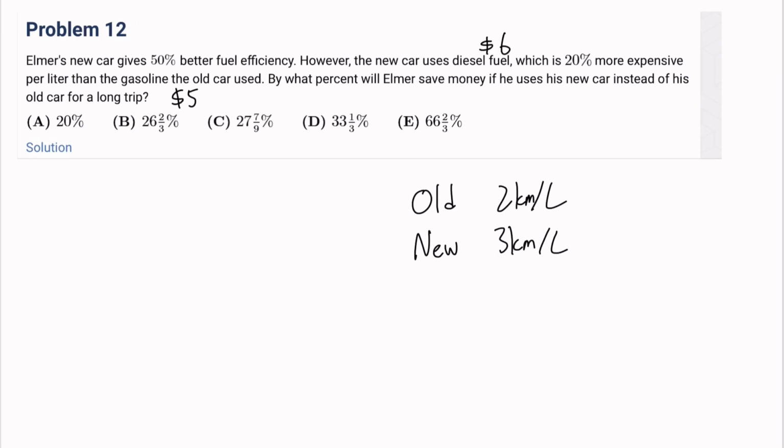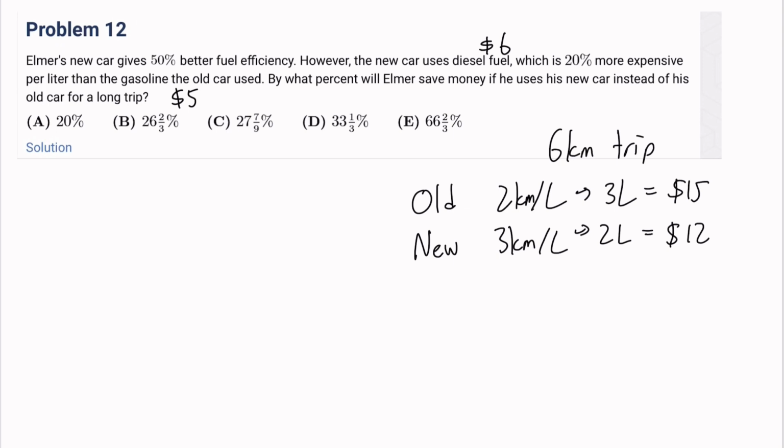And so, by what percent will Elmer save money if he uses his new car instead of his old car for a long trip? Okay, so the distance is not specified. So let's say it's a 6 kilometer trip. And so the new car would use 2 liters and the old car would use 3 liters, right? But then the old one uses $5 fuel, so this is 3 times 5, $15. But then this is 2 liters with $6 fuel, so that would give us $12, 2 times 6.